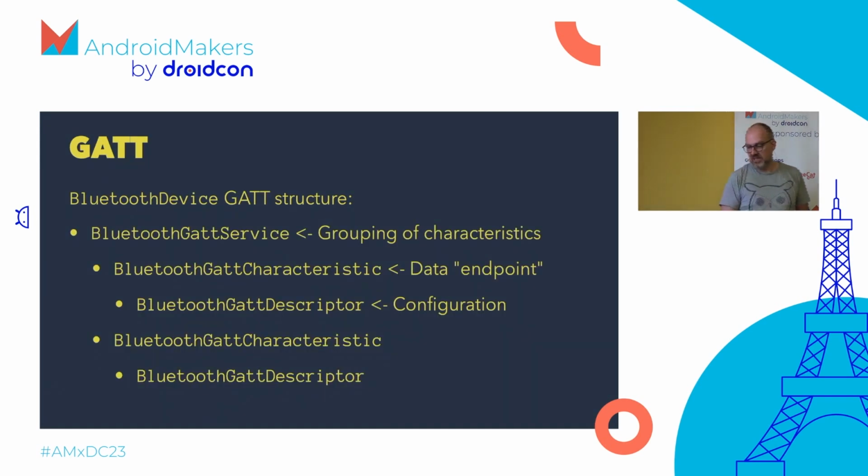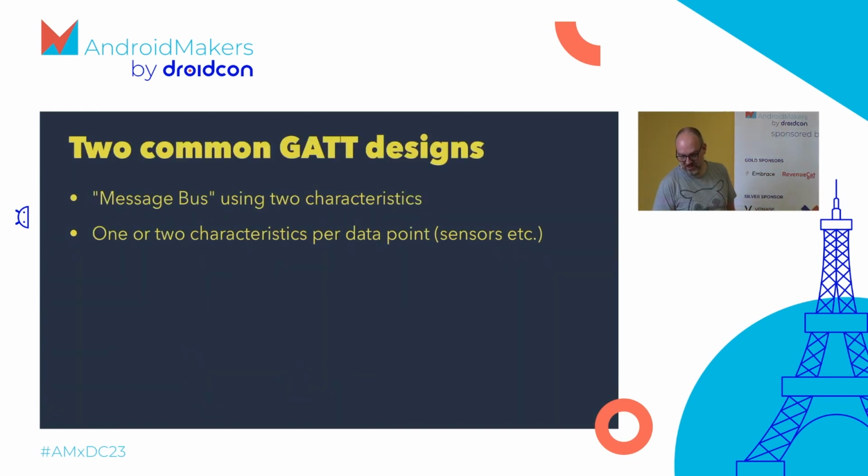So Bluetooth GATT has this structure. Most of you who work with this know what I'm talking about. You have a Bluetooth service, which is a grouping of Bluetooth characteristics. The characteristics work as endpoints, basically, with data stored. And each characteristic has at least one descriptor. And the descriptor is how you configure this characteristic.